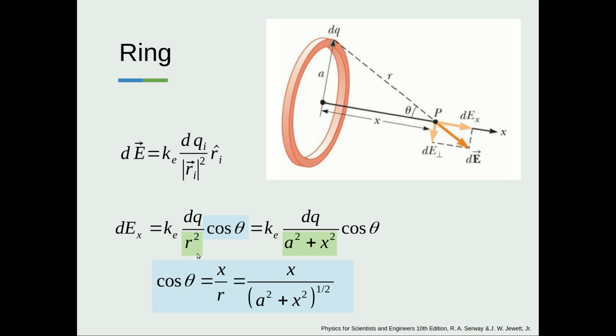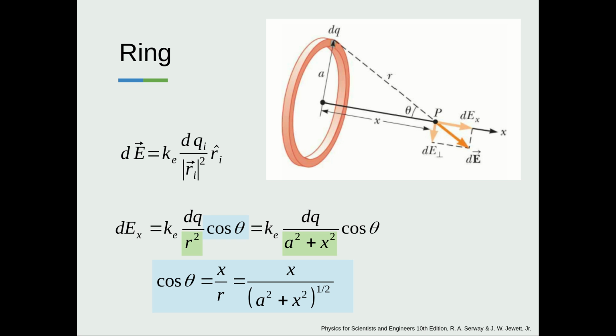Okay, and here, let's look at the green boxes. This is for the distance r squared. So r is from here to here. And this is a squared plus x squared. So from this one to this one. I'm going through each step in great detail, so it could be a little bit slow, but I hope every step is clear enough.